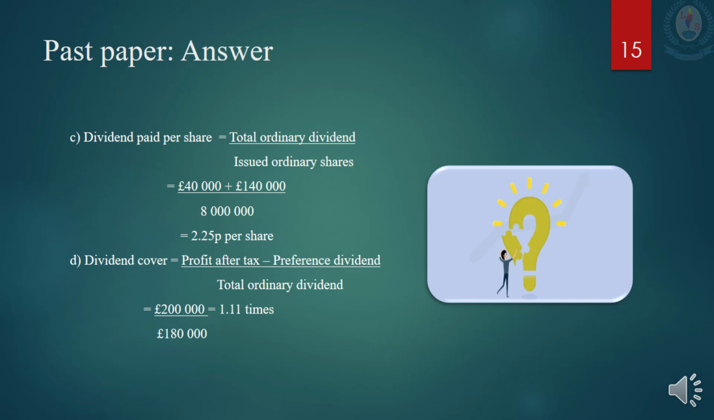Part D, dividend cover. Profit after tax minus preference dividend divided by the total ordinary dividend. We already know both the numerator and the denominator, so put them in the correct place in the formula. You will get the answer as 1.11 times. Remember, dividend cover is answered in times.